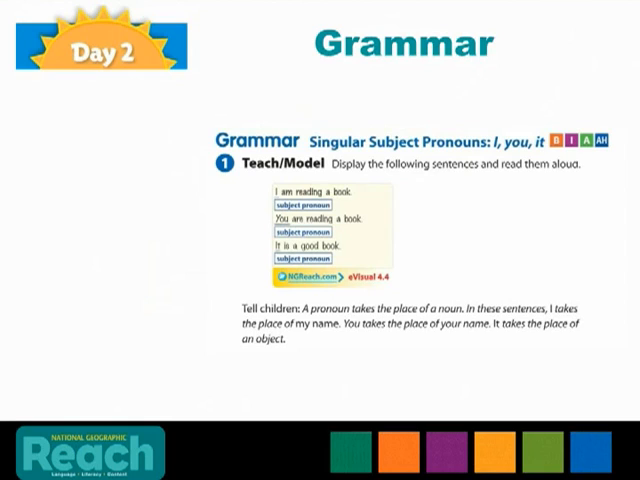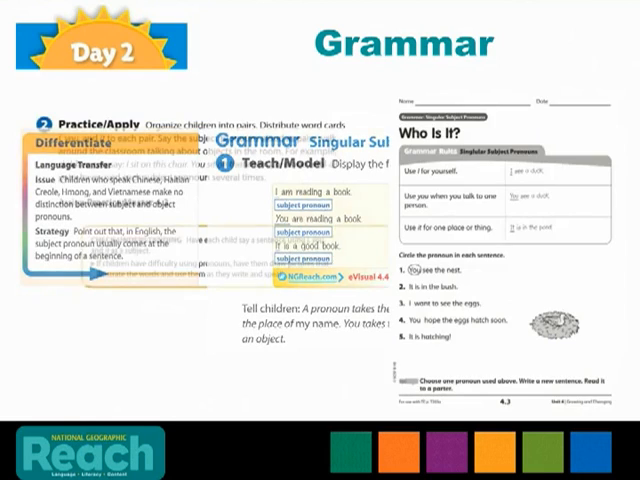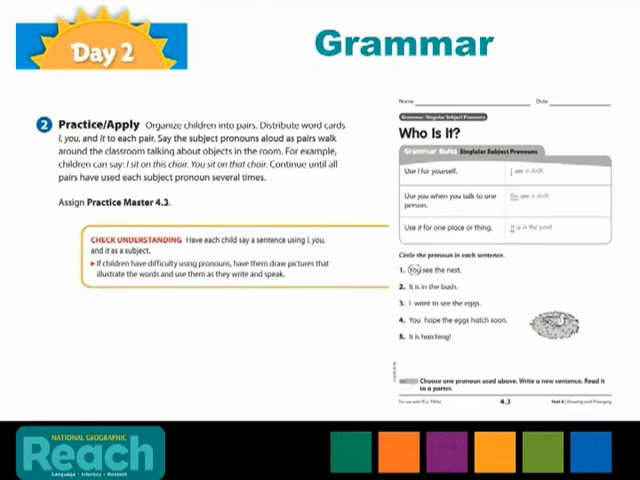All the grammar in Reach is contextualized, so grammar is taught within the context of the lesson. The grammar skill is taught and modeled using sentences linked to the content. The differentiation box for the grammar lessons will identify specific language transfer issues and supports for those students. Once the grammar skill has been taught and modeled, it's time to practice and apply the skill right away with a partner and on their own.